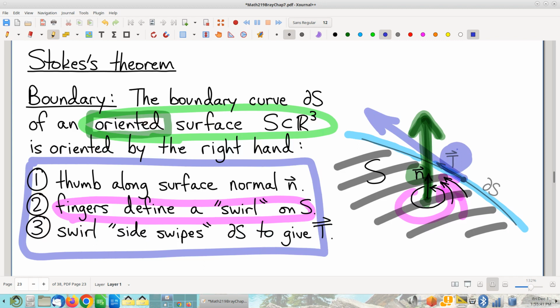Again, it's an arbitrary choice. Why the right hand, not the left hand? Arbitrary. But this is the standard. How are we doing? Is everybody good?